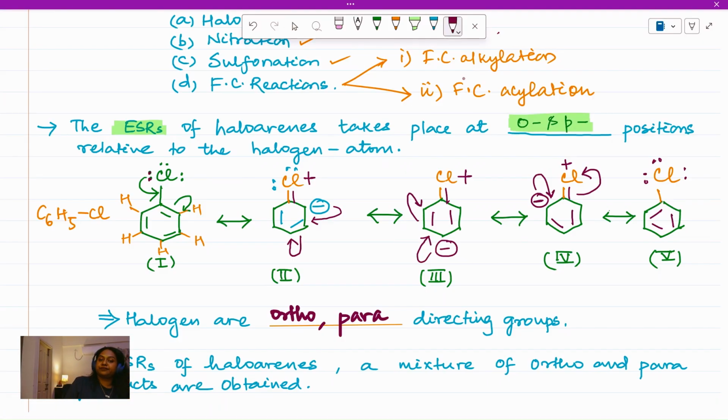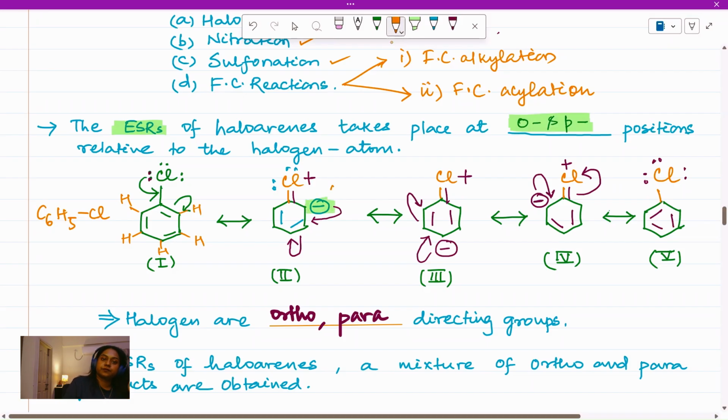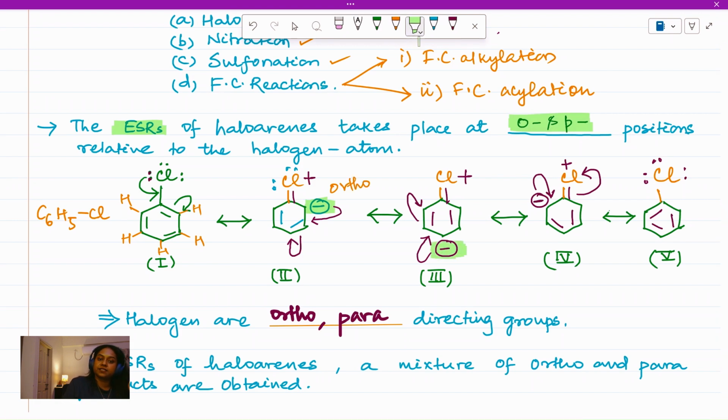Now, what do you see? Where are the negative charges present? This position, again, what is this, ortho, and this, para position, Gaurav? Yes, this is ortho. And again, where else do you have this position? This is a para position. Great. And at this position, this is an ortho position. So two ortho and one para position.